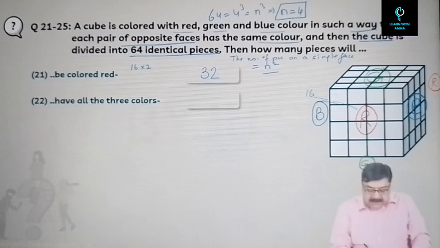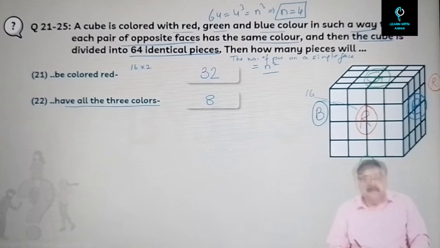So how many pieces have all the 3 colors? Well, all 8 pieces have. All the corner cubes will have the 3 colors on them, and corner cubes are 8 in number. So all of them will consist of this red, green and blue colors.